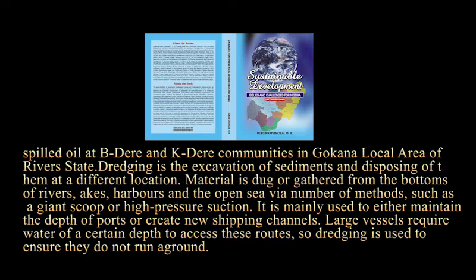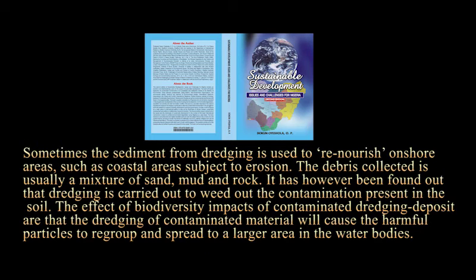Large vessels require water of a certain depth to access these routes, so dredging is used to ensure they do not run aground. Sometimes the sediment from dredging is used to re-nourish onshore areas, such as coastal areas subject to erosion. The debris collected is usually a mixture of sand, mud and rock. It has, however, been found that dredging is carried out to weed out the contamination present in the soil.